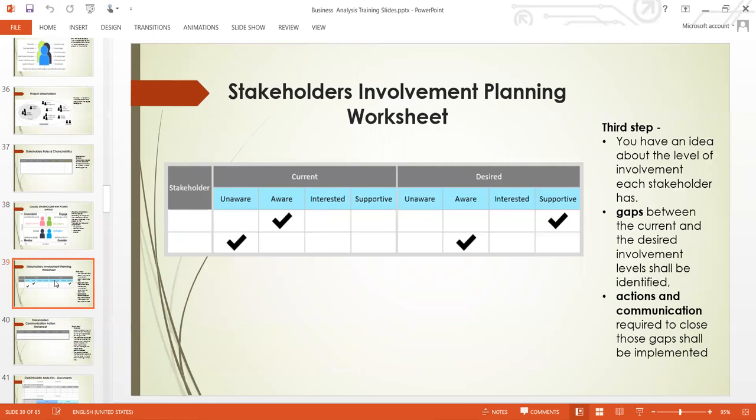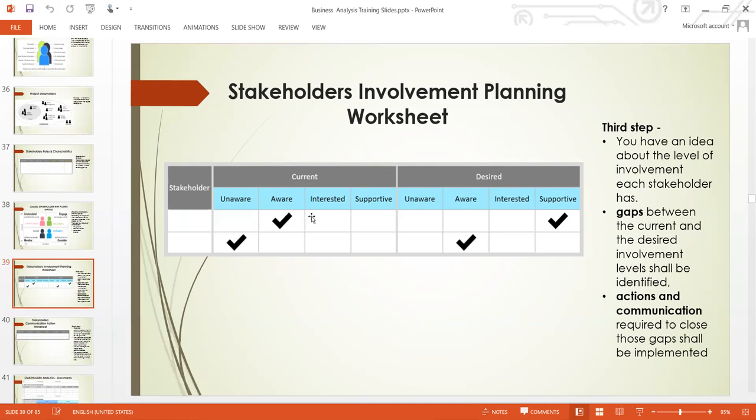Then the third step here, you have an idea about the level of involvement of each stakeholder. Then you need to look at the gap, where the stakeholders are at the moment and where you want them to be. So this is the gap you need to cover: the gap between the current state and the desired state within this project.